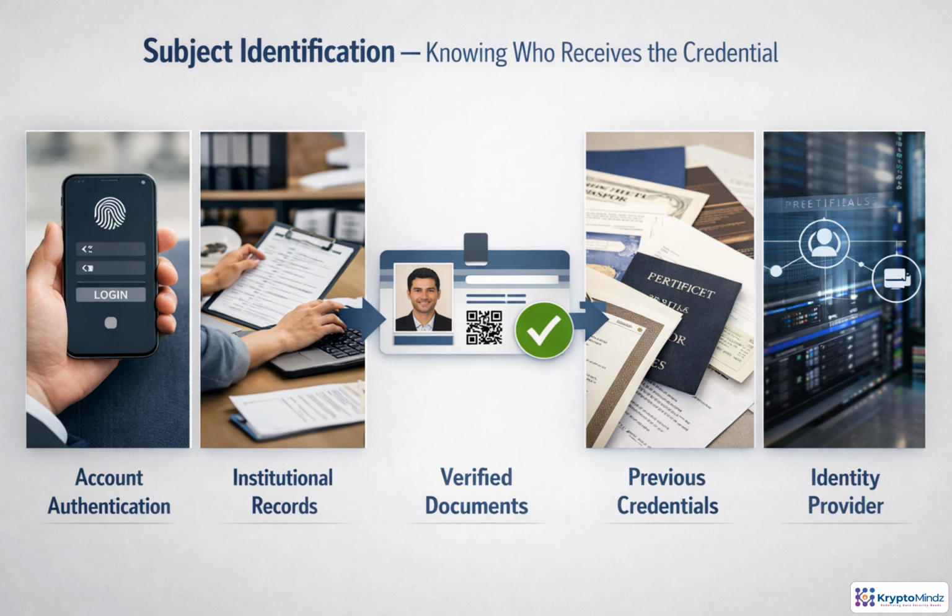The first approval question is simple. Who is this credential really about? A login proves control of an account, not necessarily entitlement to the credential. Subject identification should rely on trusted evidence, such as institutional records, verified documents, prior credentials, or an identity provider. Then the service can match the request against authoritative data, confirm eligibility, and resolve messy cases like duplicate accounts, name changes, stale records, or account recovery before approving issuance.